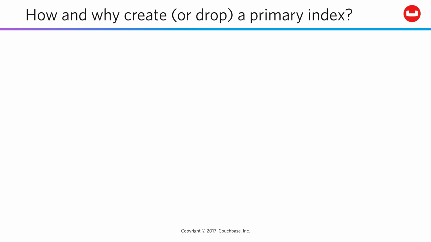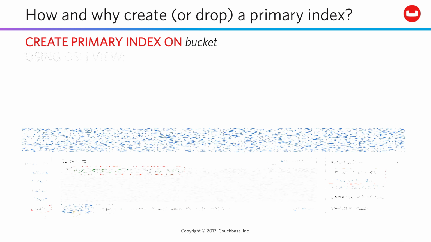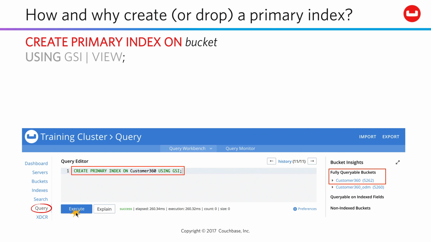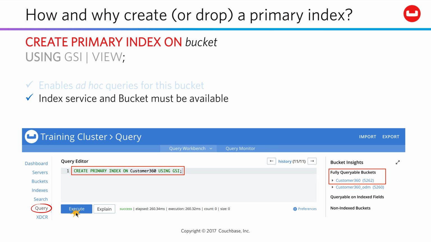This course teaches how to access documents both directly via API calls using document keys, as well as how to execute queries using N1QL, which is SQL for JSON documents. N1QL relies on indexes for document access. If you want to execute arbitrary, ad hoc queries, your bucket needs to have a primary index. If you have the index service in your cluster, you can create this index easily with a simple statement.